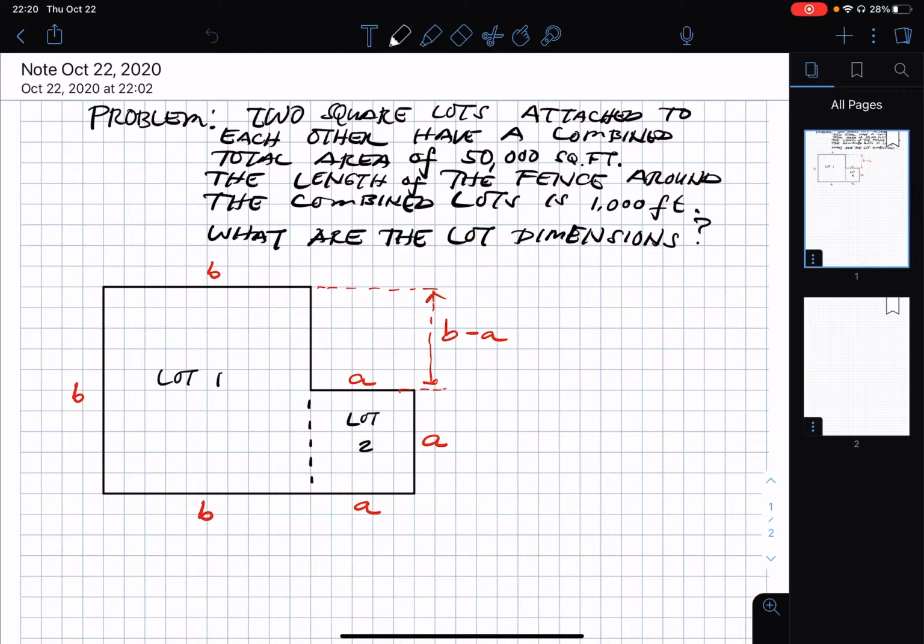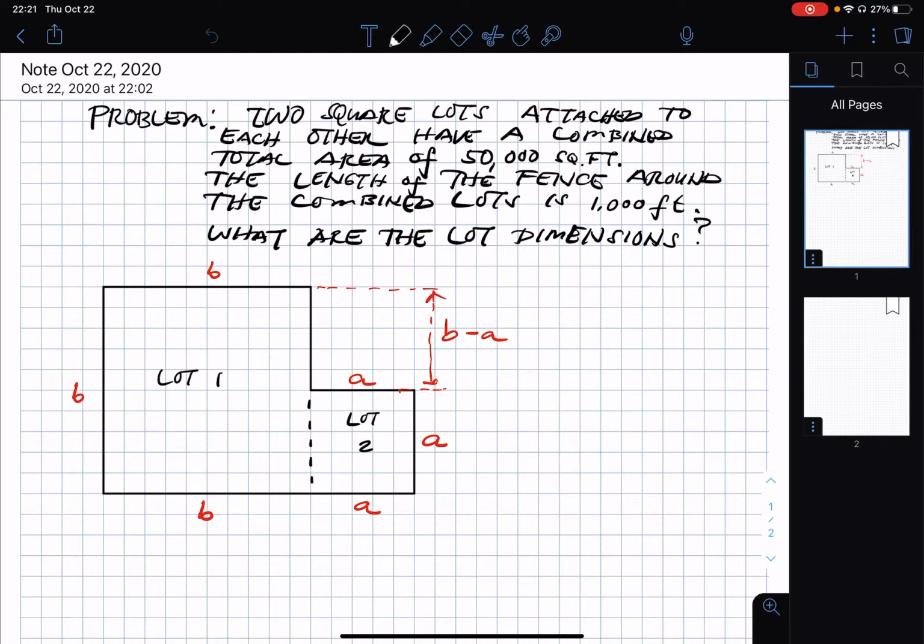The length of the fence around the combined lots is 1,000 feet. We are asked to calculate the lot dimensions, so we are asked to determine the value of A and B. Now, what is the length of the fence? The length of the fence is the distance around the perimeter. We're not including the broken line because it's not part of the fence. The fence is around the perimeter of lot 1 and lot 2.